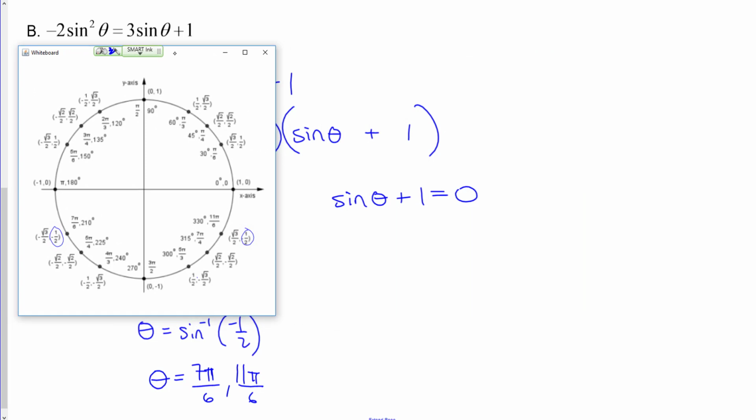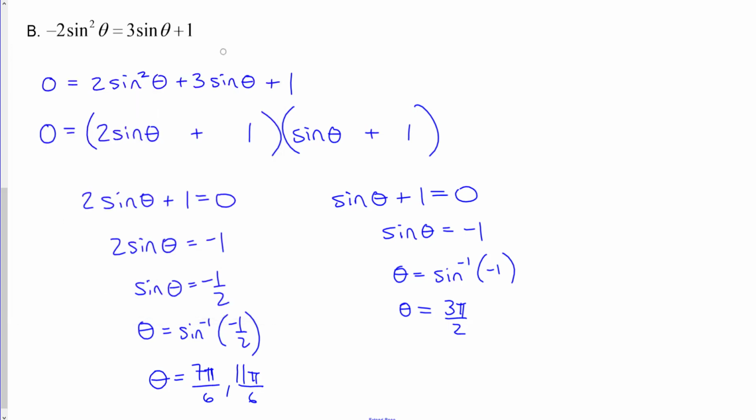Sine theta plus 1 equals 0 would mean I'm looking for where sine theta is -1, or theta is the arc sine of -1. So I'm just looking to where the y coordinate is -1. That happens right there, 3 pi over 2. So it looks like I have 3 separate solutions for this problem: 7 pi over 6, 11 pi over 6, and 3 pi over 2.